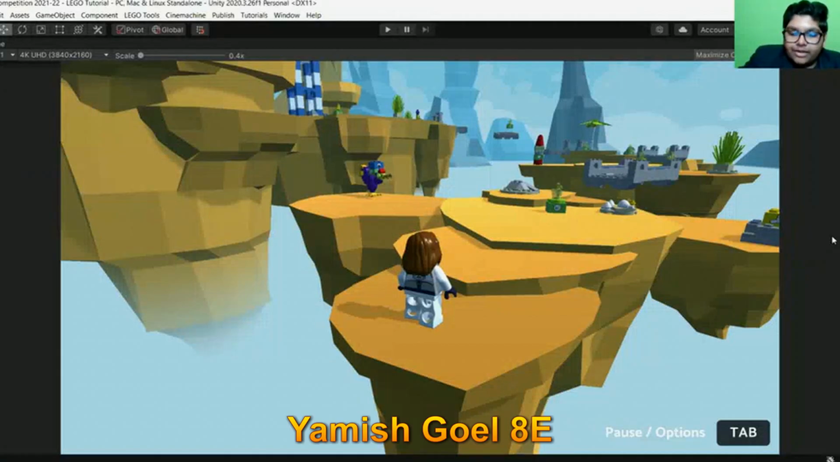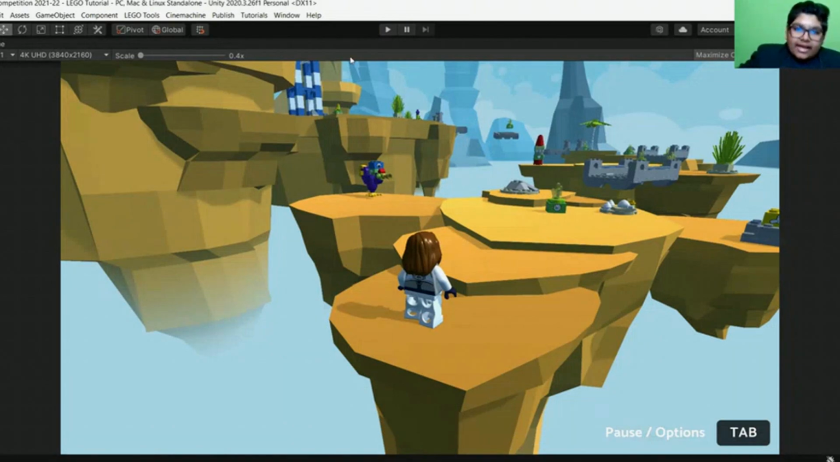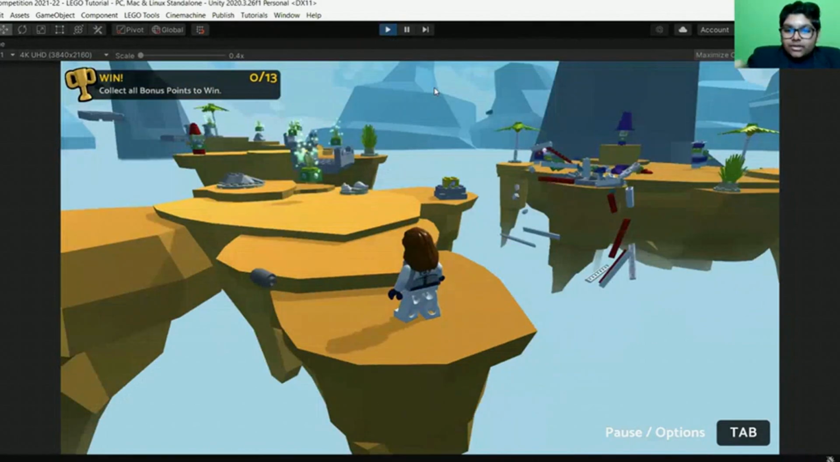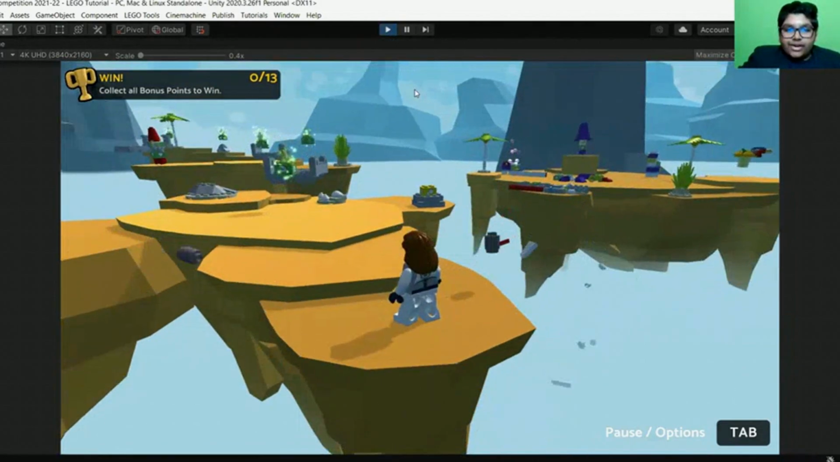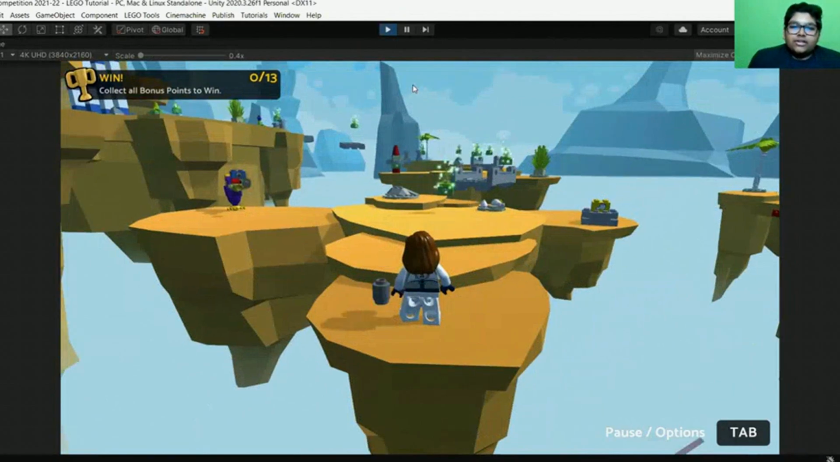My name is Yamesh Goyal and today I am here to present my game for the RT competition. As you can see, it is a simple Lego micro game, but it is very complex in making. As we start playing it, you can see it starting. And as we start here, you can see there's a fence which is completely destroyed. This is a fairly simple level.